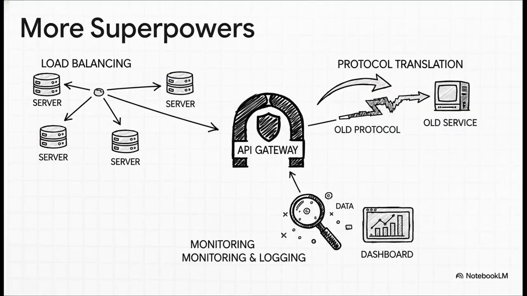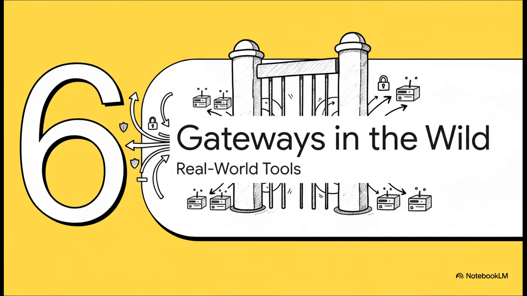And honestly, the list just keeps going. If one of our services is getting slammed with traffic, the gateway can balance the load across multiple copies of it. It can even translate modern web protocols for older backend services that might not support them. And because every single request flows through it, it's the absolute perfect place to monitor the health, speed, and performance of your entire system.